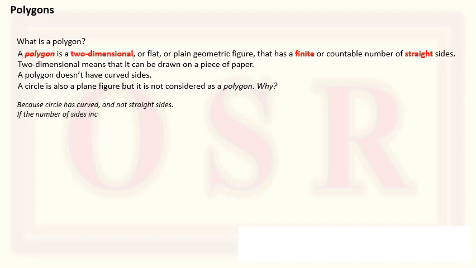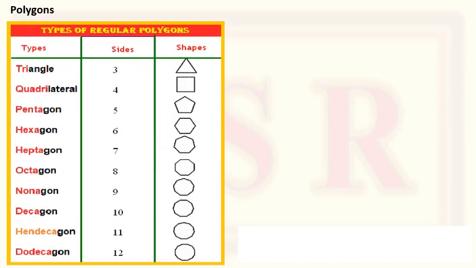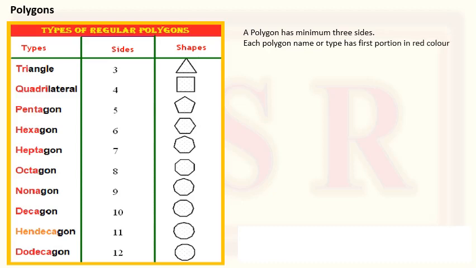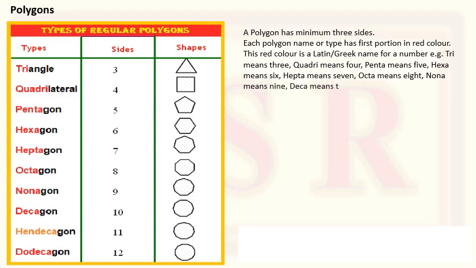If the number of sides increases in a regular polygon, its shape will start getting closer to a circle. The second image will show us how. A polygon has a minimum of 3 sides. Each polygon name has a first portion in red color. This red part is a Latin or Greek name for a number. For example, tri means 3, quadri means 4, penta means 5, hexa means 6, hepta means 7, octa means 8, nona means 9, deca means 10.